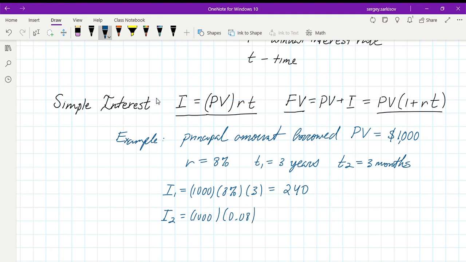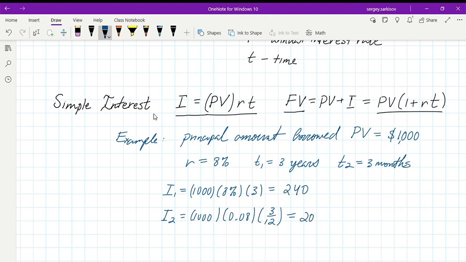You can also say it's 8 over 100, or 4 over 50, or 2 out of 25, if you want to do fractions. And then 3 months is actually 3/12 of a year, which is a quarter. You know what that's going to be? That's going to be $20, right? Instead of 80, it's just going to be $20 interest.